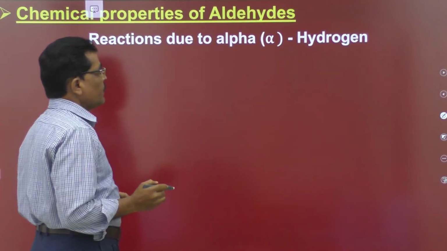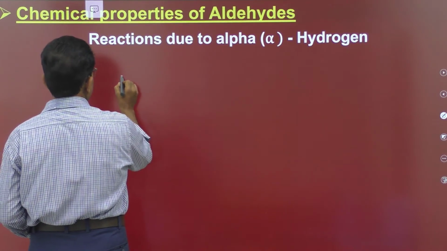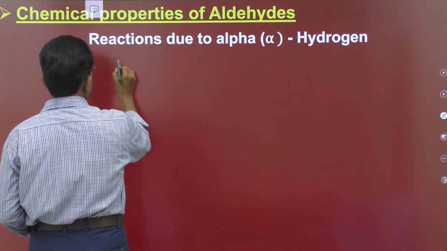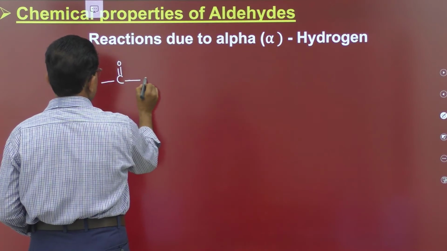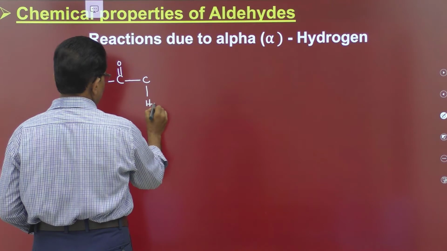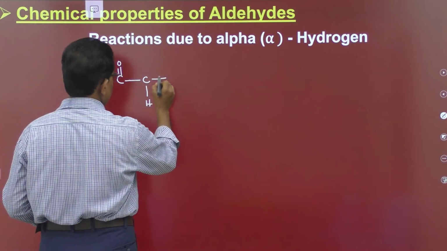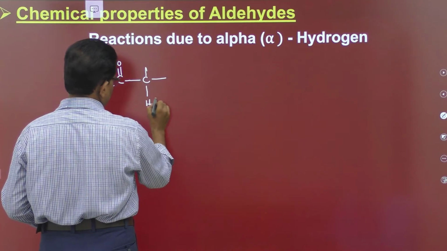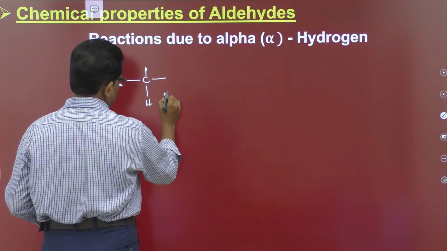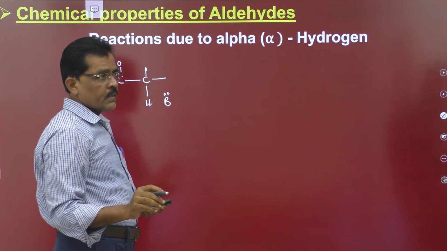Reaction due to alpha hydrogen atom. Here C double bond O, and an alpha hydrogen is there. This alpha hydrogen has acidic nature. It can react with a base.